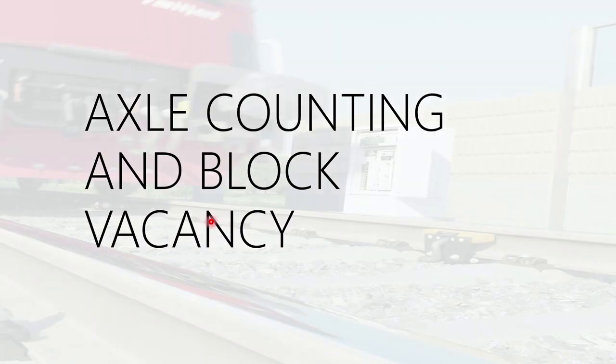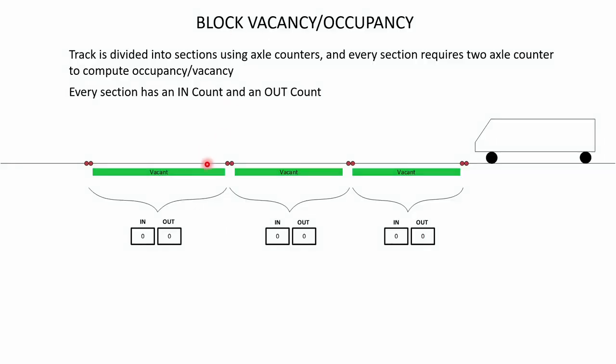Now, axle counting and block occupancy or block vacancy. How does that work? Well, the track is divided into sections using axle counters, and every section requires two axle counter heads, or two axle counter sensors, to be able to compute occupancy and vacancy. And inside the evaluator, or inside the computer or the processor, it maintains something called an in count and an out count. Now what happens?